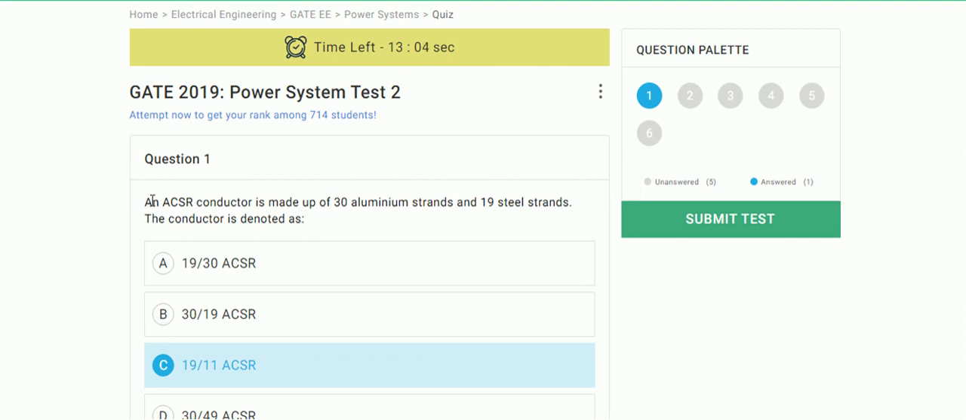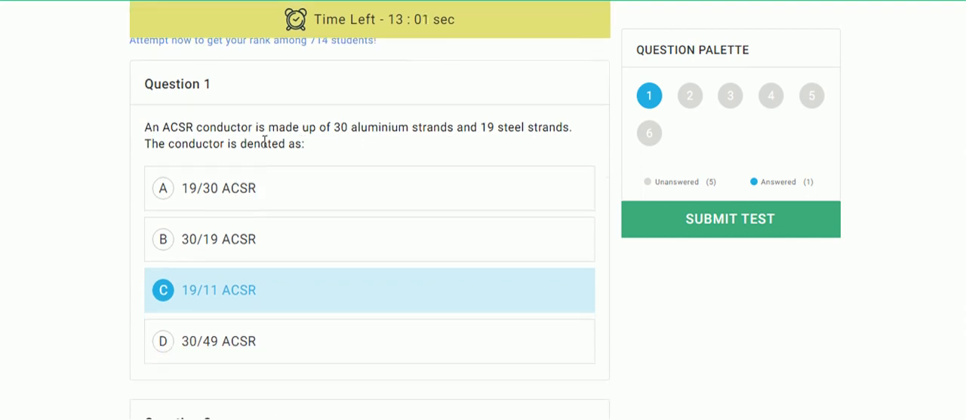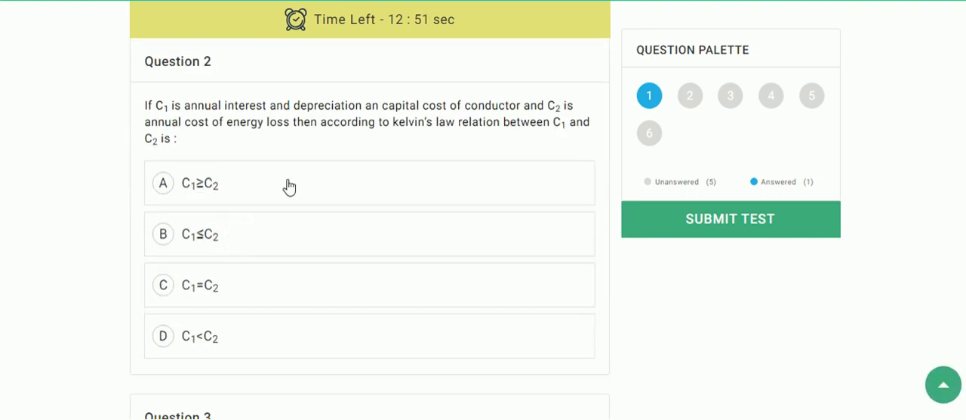Okay, here is the question again. An ACSR conductor is made up of 30 aluminum strands and 19 steel strands. So we get that one is called 13 by 19. Okay, I'm putting the answer 13 by 19.